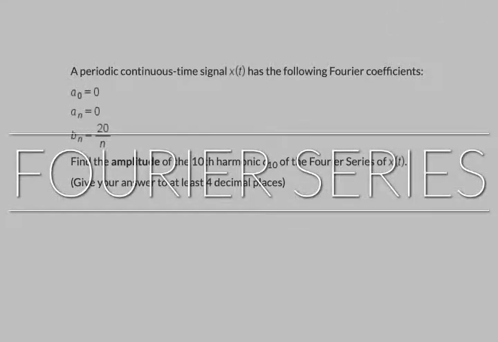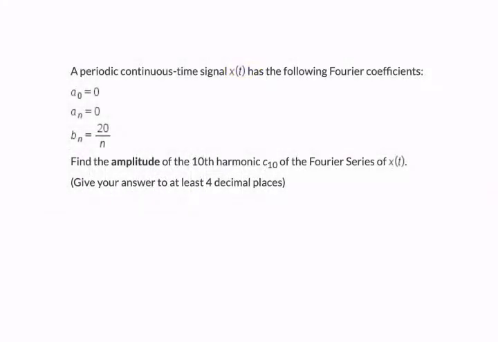In this question, we're given some signal x of t, and we're given the Fourier coefficients. We're given a0, an, and bn. And the question is to find the 10th Fourier coefficient. We're asked for C10, which is the compact representation. So what we're trying to find is C10, which is the square root of A10 squared plus B10 squared.